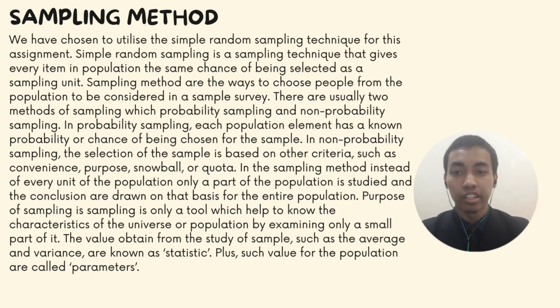The purpose of sampling is to draw conclusions about the larger population based on the analysis of the smaller representative sample. The values obtained from studying the sample are referred to as statistics, while the corresponding values for the entire population are known as parameters. This distinction is crucial in statistical analysis.